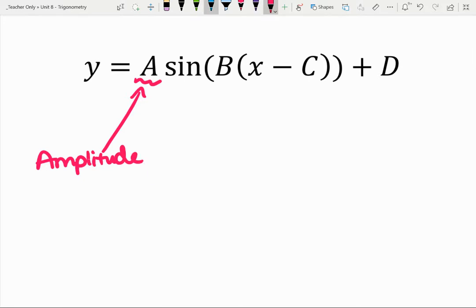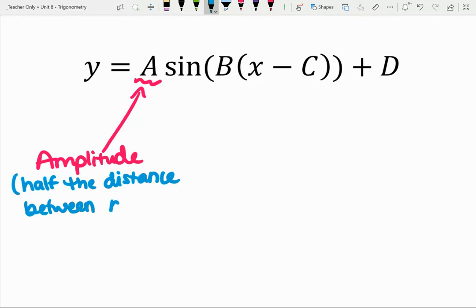And another way to think of the amplitude is that it is going to be equal to half the distance between the maximum of the graph and the minimum of the graph. So remember, it's not the total distance from the maximum to the minimum, but it's half the distance, or the distance from the midline to either the maximum or the minimum.